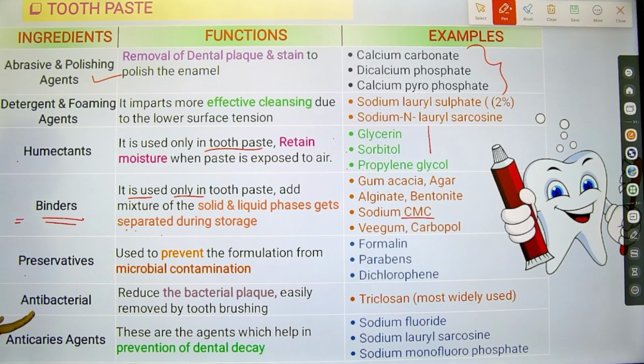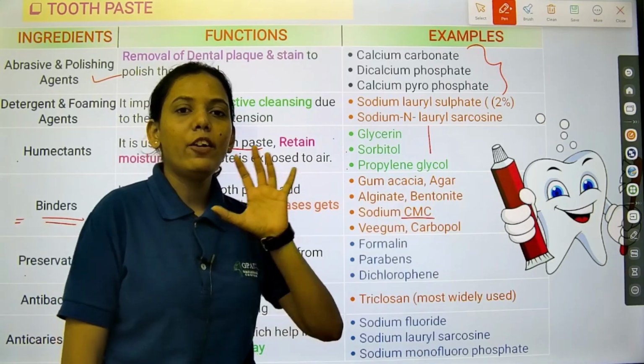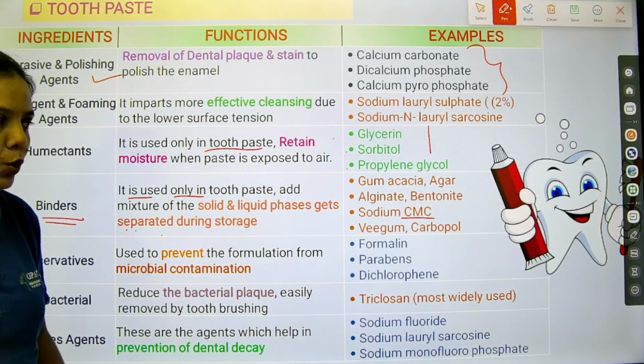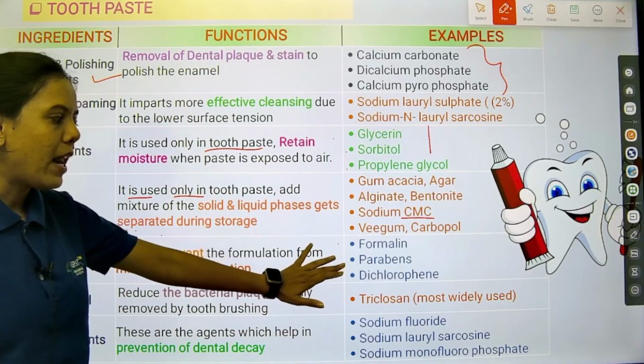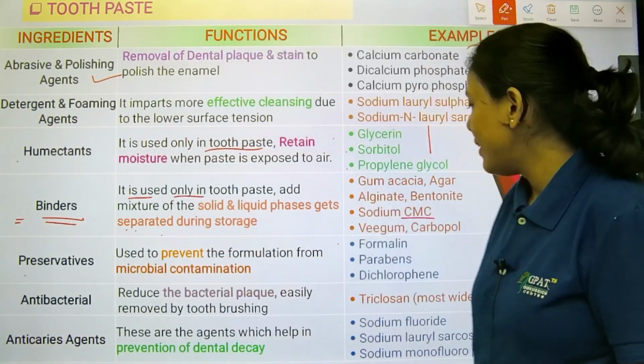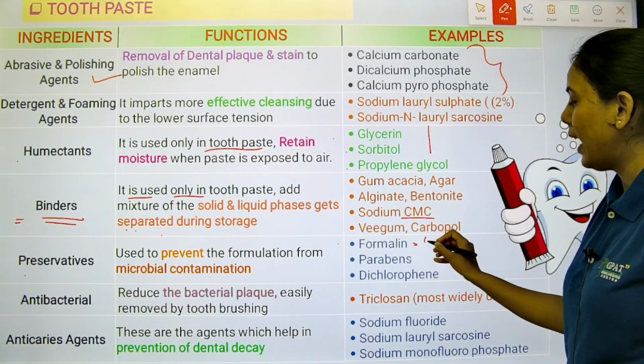Next are preservatives. So it is used to prevent the formulation from the microbial contamination. Any kind of contamination should not be there, should not be present in the toothpaste. So formalin, parabens and dichlorophene. So formalin is your 40% formaldehyde.